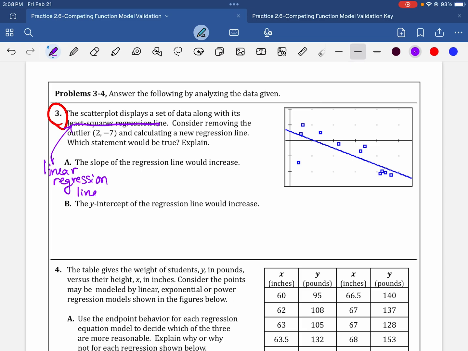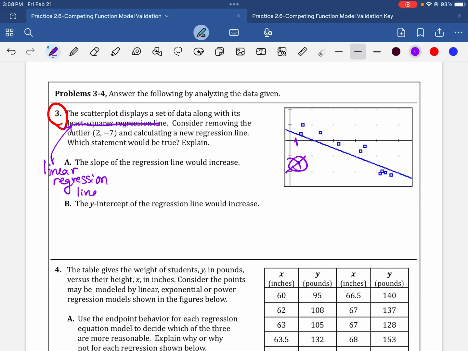All right, so consider removing the outlier to -7, which would most likely be that. That would be the outlier, right? Because if we've got a bunch of data, this is closest to 0, so that's got to be the outlier they're talking about. Plus, it's kind of far away from the regression line. So it says, consider removing that point.